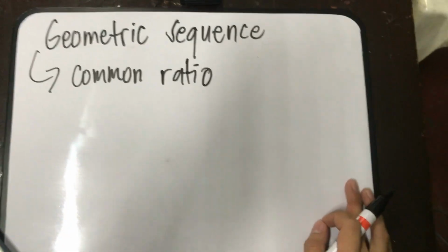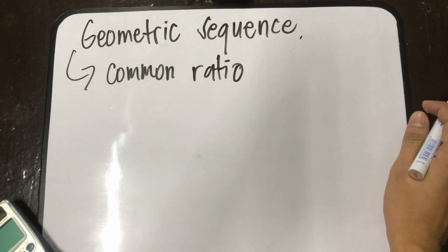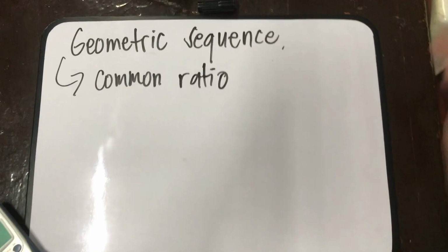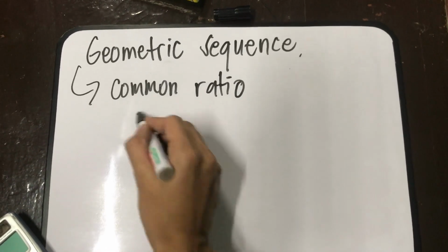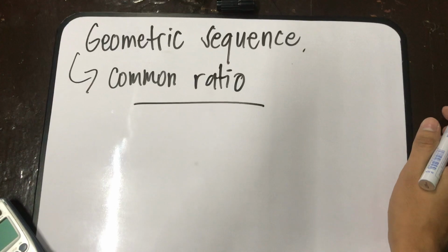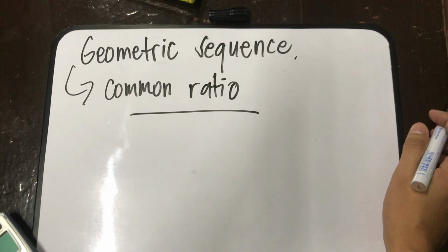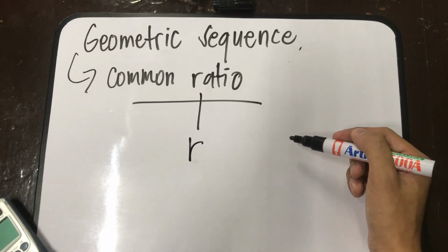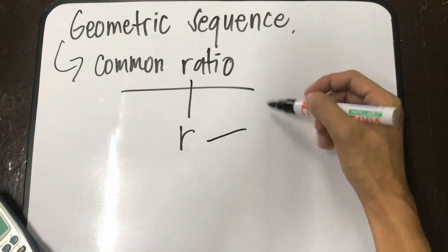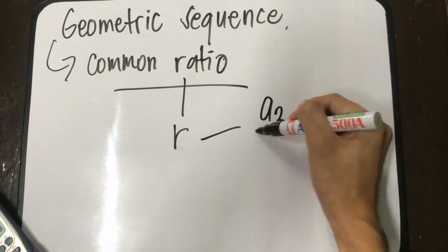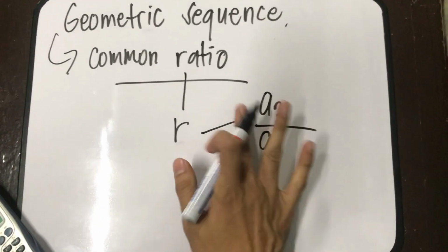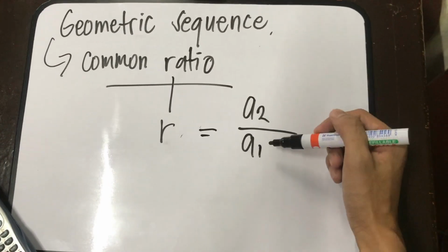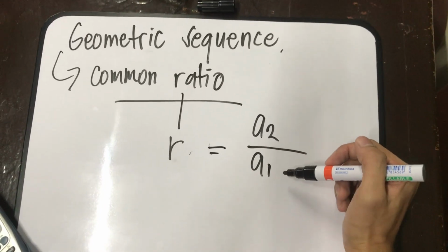Okay, so this time we're going to talk about geometric sequence. When we say geometric sequence, these are the sequences in which there is a common ratio between any consecutive terms. We denote the common ratio as small letter r. Nakukuha natin yung common ratio if we divide the second term by our first term. Common ratio is equal to second term divided by the first term.